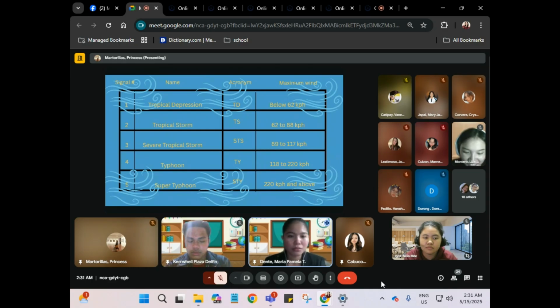Okay. So the last one, class, is the super typhoon, which is signal number four or five. A super typhoon, class, is the strongest of all. It brings extremely strong winds and very heavy rain. It can cause massive destruction to communities. So when signal number five is raised, class, everyone must follow emergency rules and evacuate if needed.